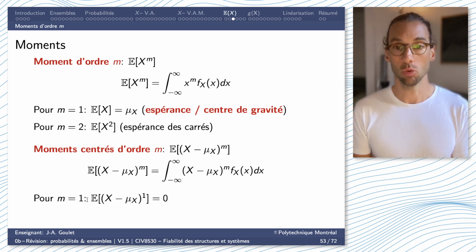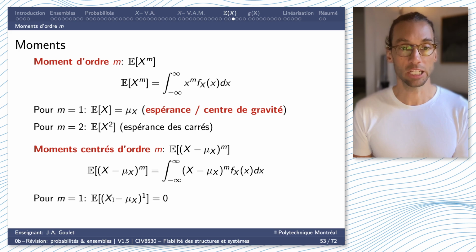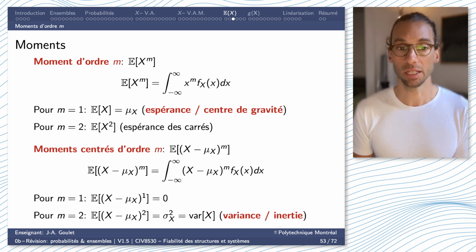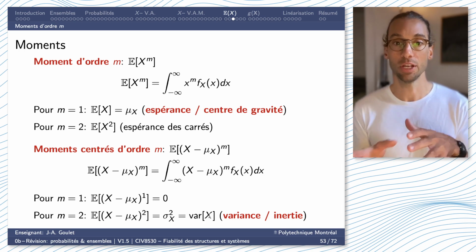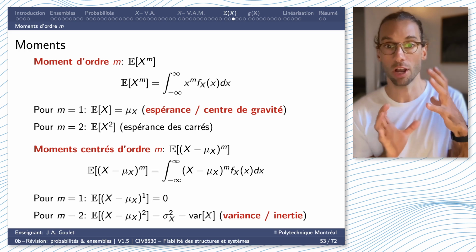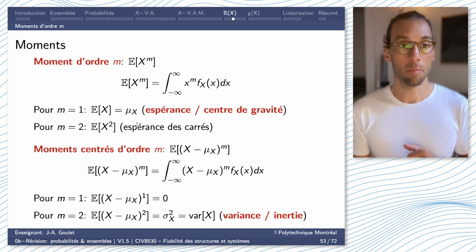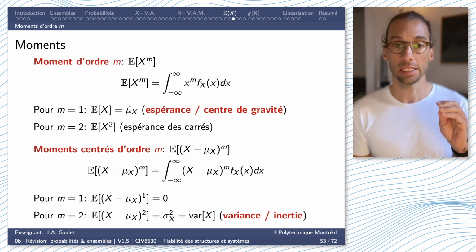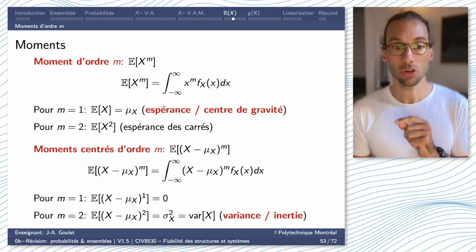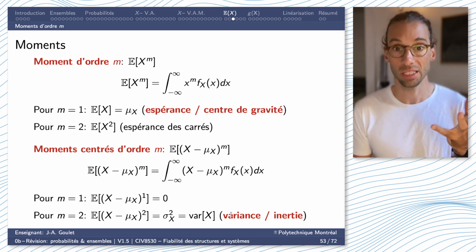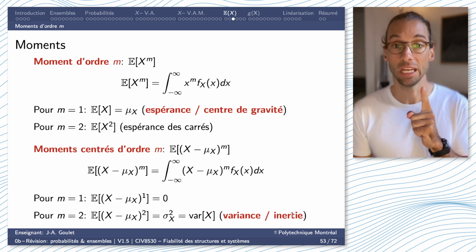So for m equal 1, we know that the expectation is 0. Not very interesting. But for m equal 2, what we retrieve is the standard deviation squared, or the variance. And if we go again to the analogy for a cross section of a beam, the moment of order 1 is equivalent to the center of gravity of our cross section. The centered moment of order 2 is what we're going to call the variance. And for a cross section of a beam, that would be the inertia.